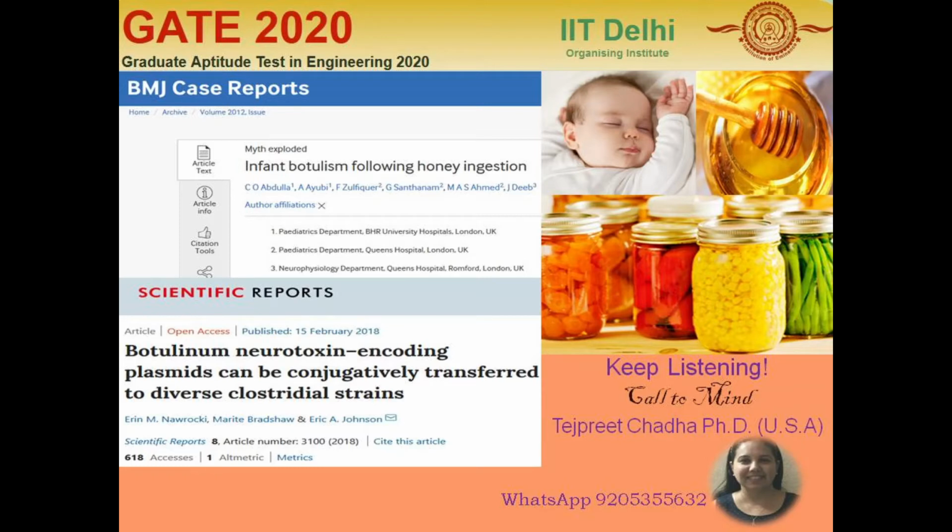So mode of action क्या है? The toxin binds to the neuromuscular junction of parasympathetic nerves and interferes with acetylcholine release, and it causes flaccid muscle paralysis. ये बहुत important point है, flaccid muscle paralysis. इस पे आपको question पूछा जा सकता है.